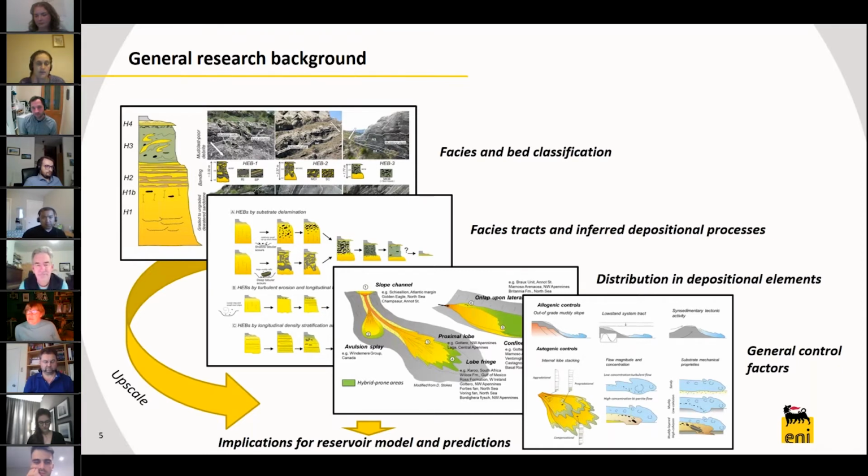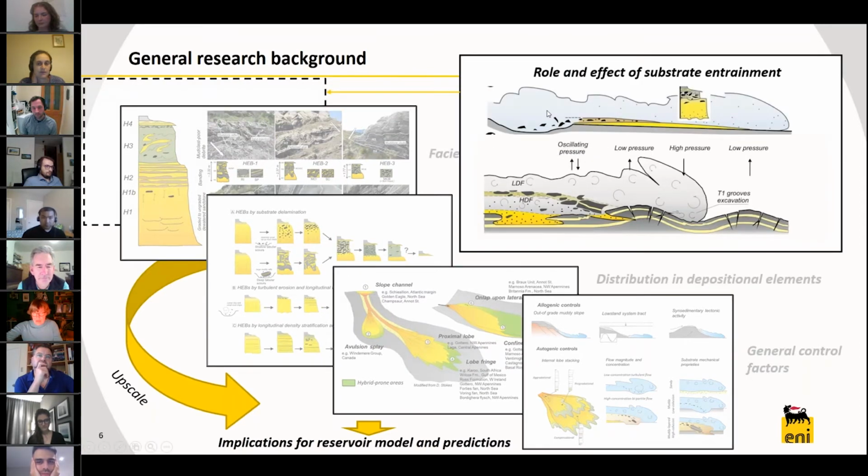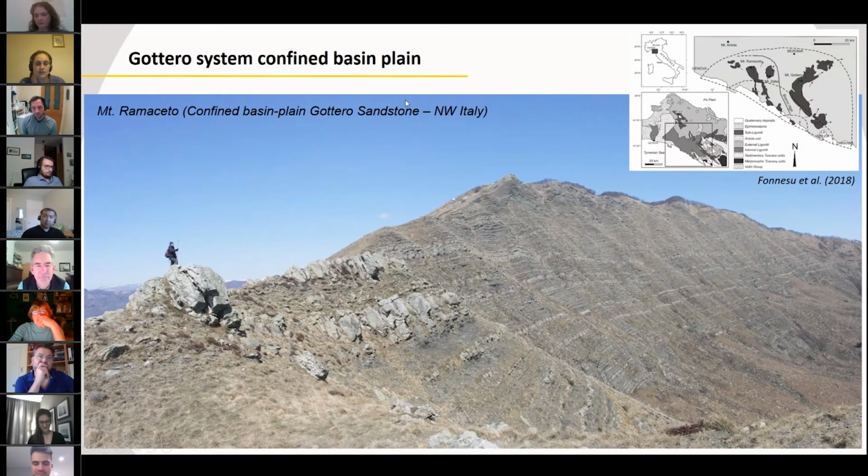So I have to say it was particularly hard for me to select a particular aspect to focus on in just a short talk like this. But I think an overlooked topic at the time, but one that gets much attention nowadays, is the role and effect of substrate entrainment. I mean, not looking only at the hybrid bed deposit, but also the flow and what happened just before. To do so, I will bring you to northern Italy, to the beautiful exposure of Monte Ramaceto, where the confined basin plain of the Gottero Sandstone crops out.